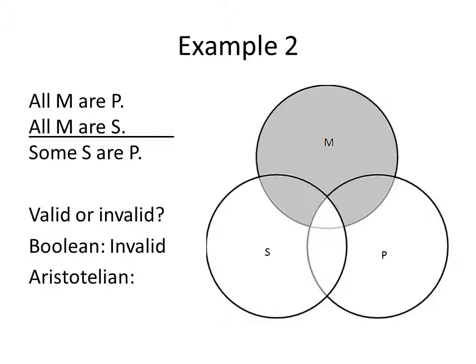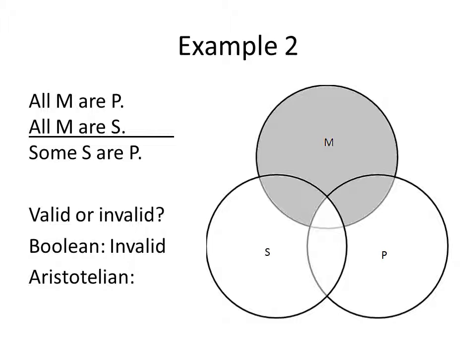Think about what we're doing with these. We want to see whether or not the conclusion is true according to the premises. So we draw the premises, we depict them in this diagrammatic way, and then we ask, is the conclusion true? Well, suppose that both of our premises are universal. That means for both of them, we're going to shade. Now, suppose that our conclusion is particular.